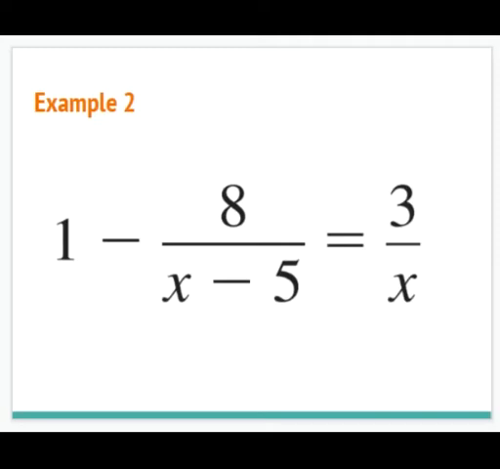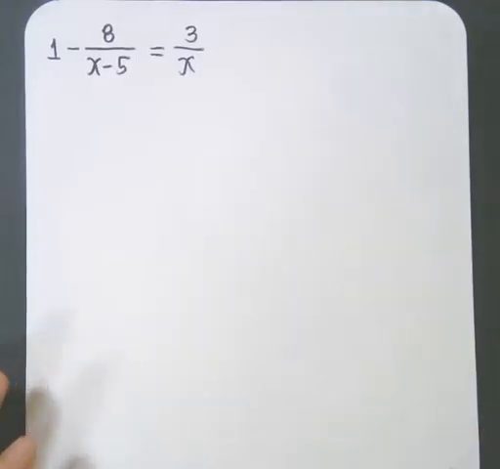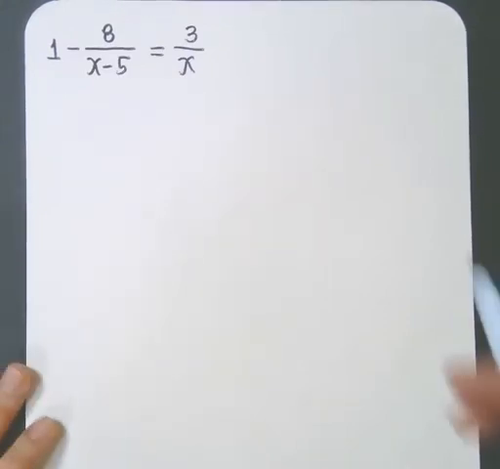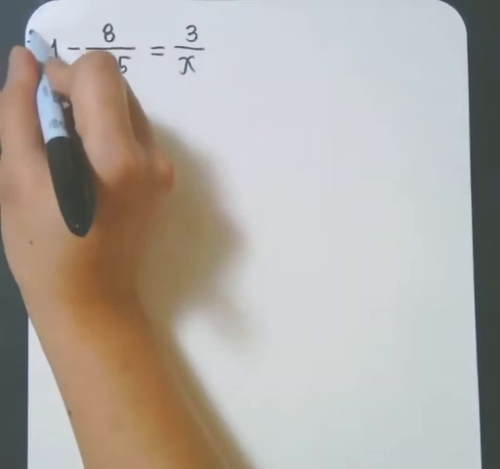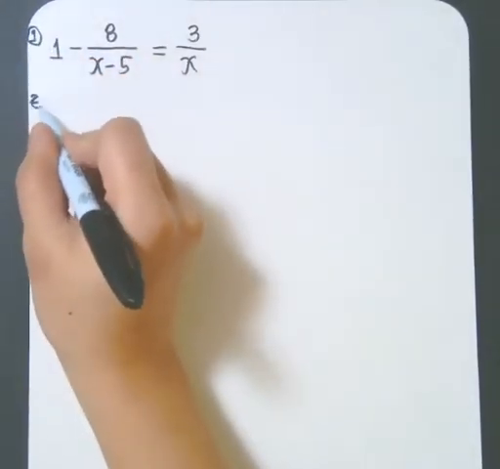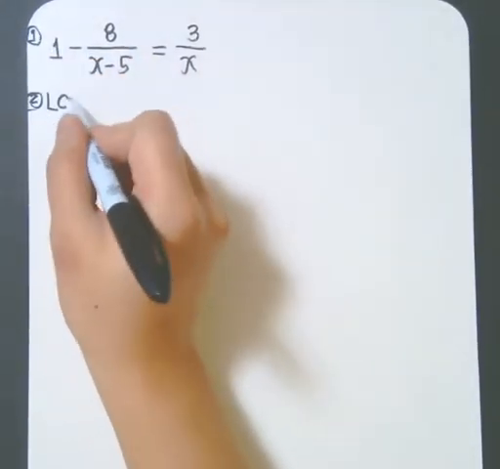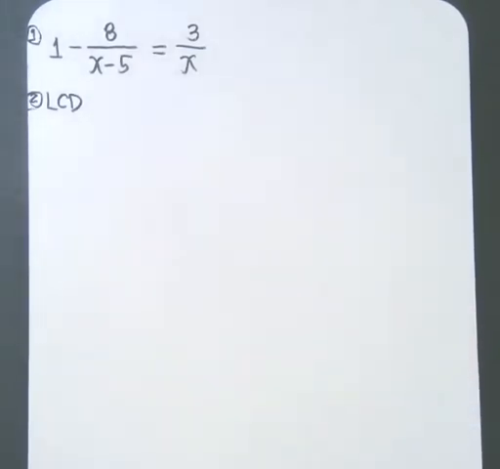Example number 2, find the solution of 1 minus 8 all over x minus 5 is equal to 3 all over x. Step number 1, we need to write the given original equation. And then, after we write the given equation, we need to find our LCD or least common denominator.